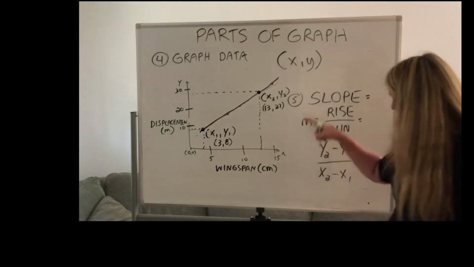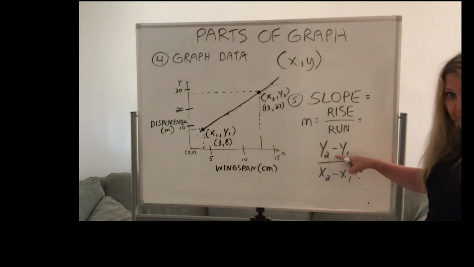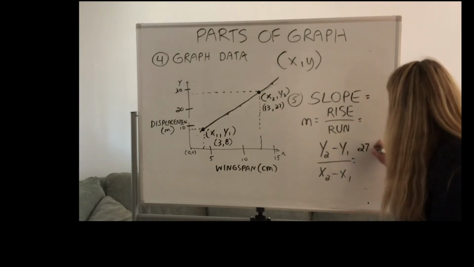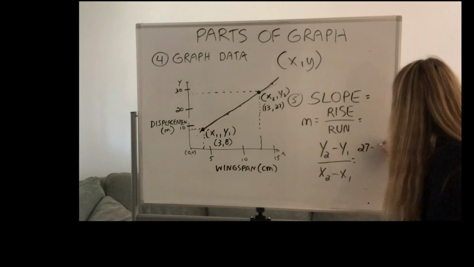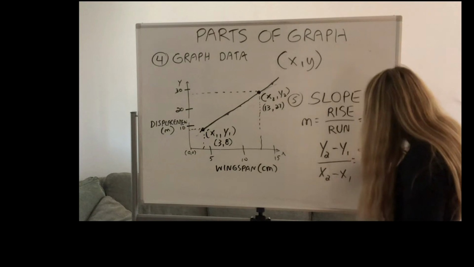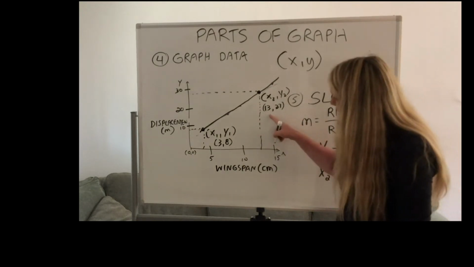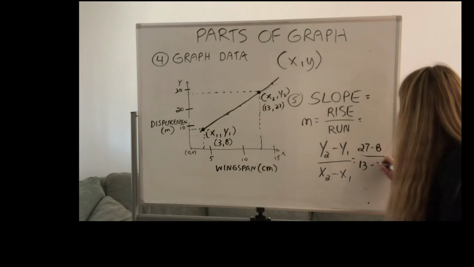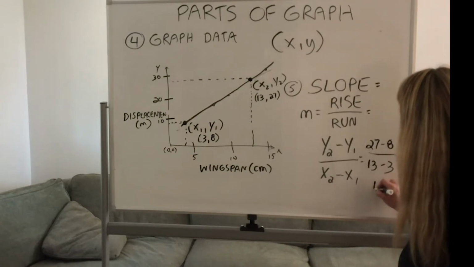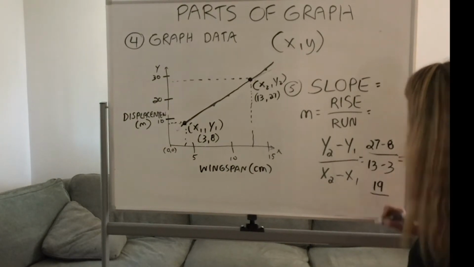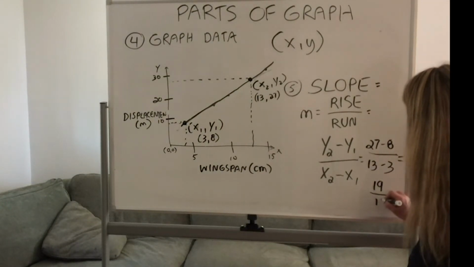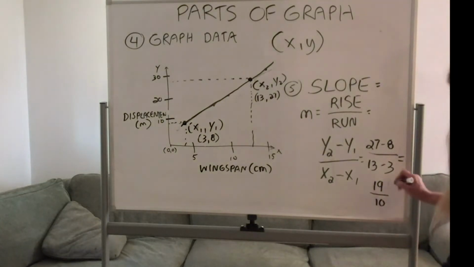Now I'm just going to take the numbers I have here and put them into the formula. Y2, 27, minus y1, 8, over x2, 13, minus x1, 3. 27 minus 8 is 19. 13 minus 3 is 10. This then is our slope.